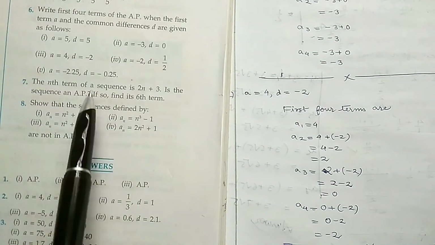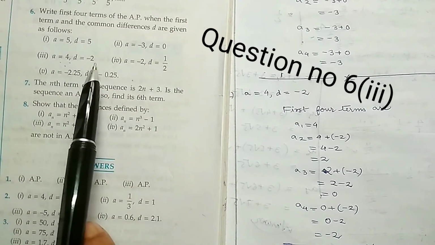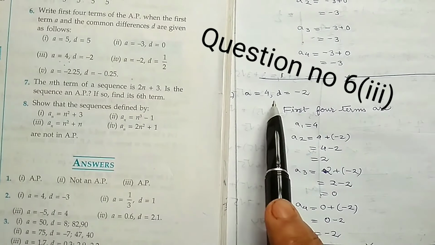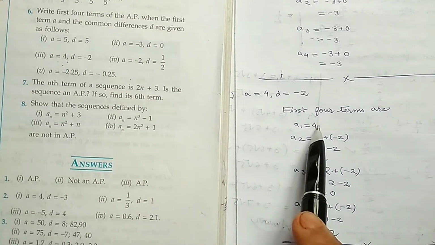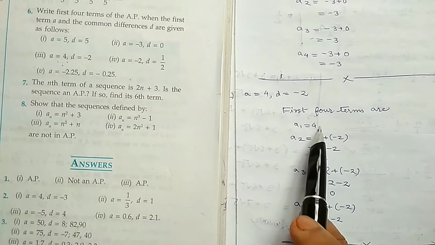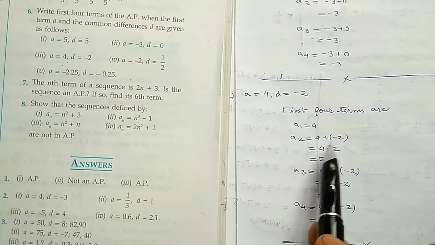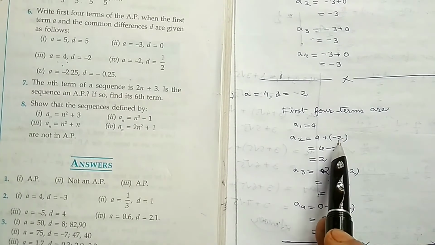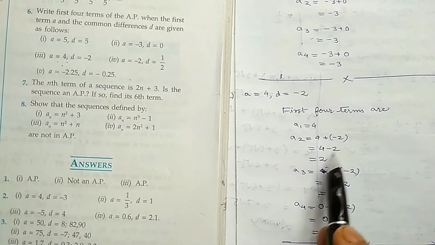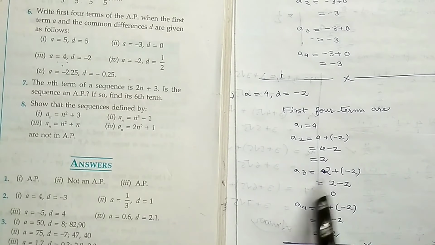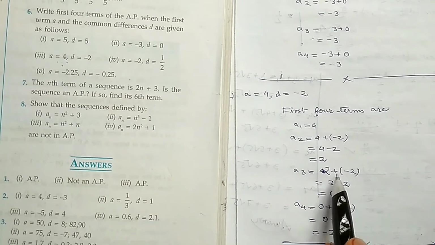Question 6, third part, it is given a is 4, d is minus 2. Here a is 4, d is minus 2. So a1 will be same as 4. a2 will be first term plus common difference. Common difference is minus 2. 4 plus minus minus 2, 4 minus 2, 2.